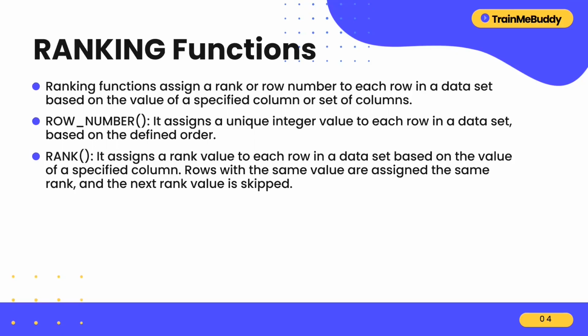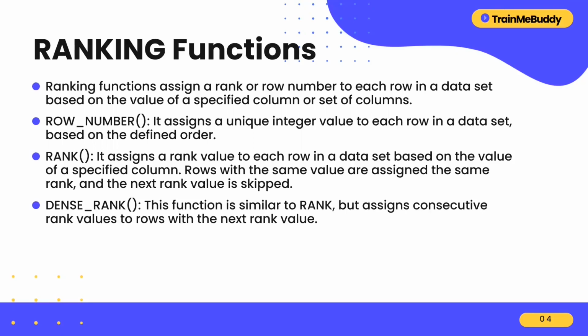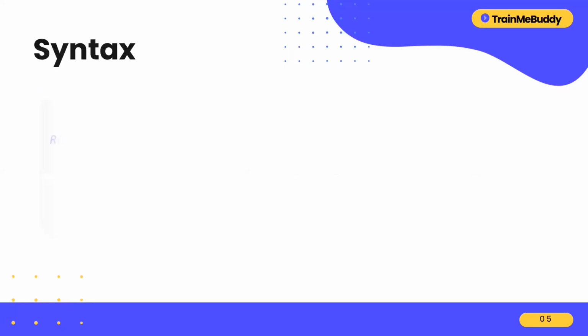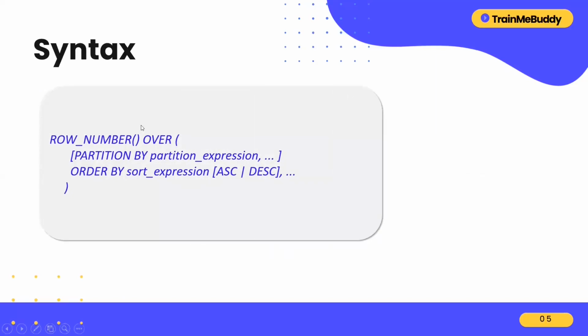Then the RANK function, which assigns a rank value to each row in a dataset based on the value of a specified column. Rows with the same value are assigned the same rank, however, the next rank value is skipped. DENSE_RANK is similar to the rank function, however, the difference is it assigns consecutive rank values to rows with the next rank value. Then we'll go through the NTILE function, which distributes rows of an ordered partition into a specified number of approximately equal groups or buckets.